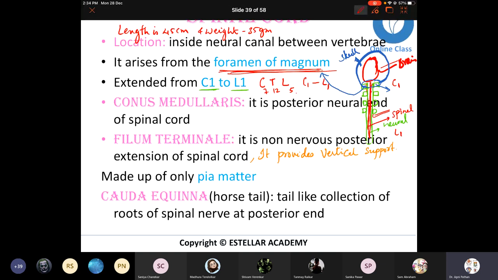Ma'am, that point made up of only pia mater is for spinal cord, no? No, only made up of filum terminale. I'll tell you. You write down and explain.